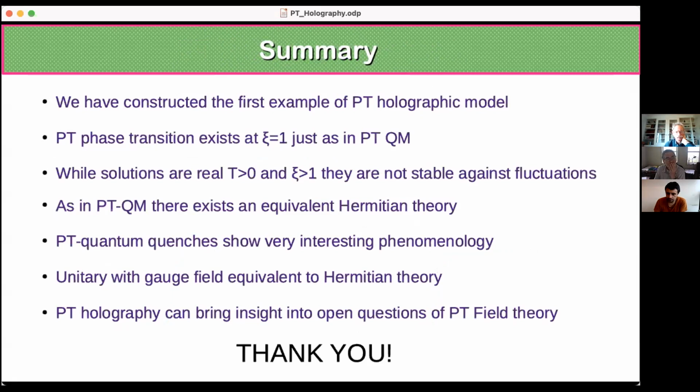So you can implement indeed this PT symmetry in holography. You can study these correlation functions. You find these instabilities. I think you can learn something. I think there is something to be learned for usual quantum field theory and PT quantum mechanics, and there is some interesting phenomenology, especially when you go to these time-dependent Hamiltonians. Okay, thank you. I'll stop here.